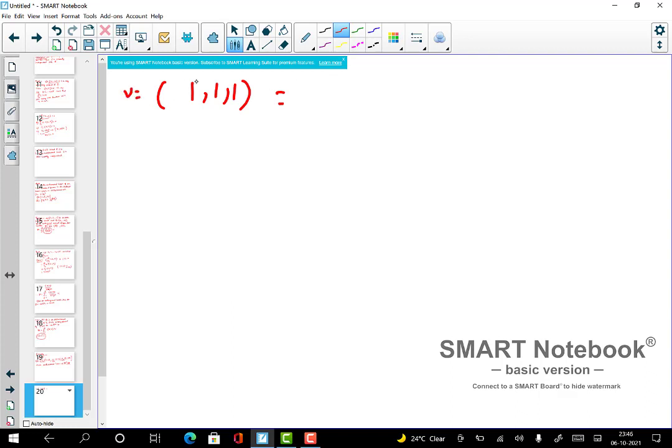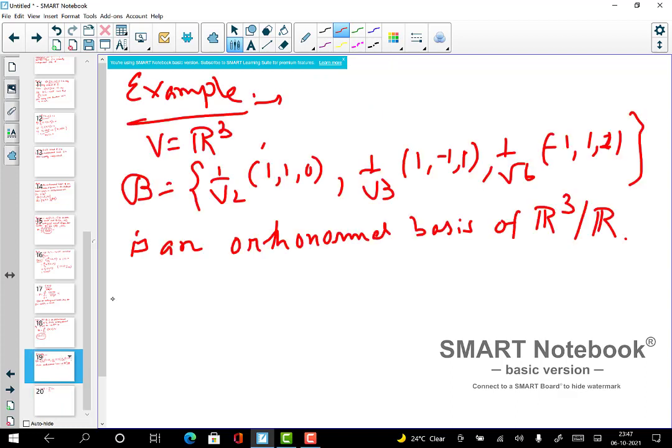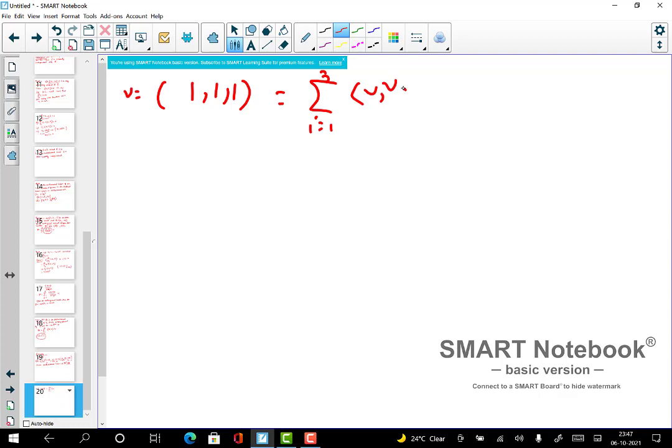Suppose this is my vector v, so this will be the sum over i equal to 1, 2, 3 of the inner product of v with vi, times vi. Let me write down the names of these also: maybe this is v1, v2 and v3. These are orthonormal, so the norms of the vi are always 1, right? Now what are those coefficients?